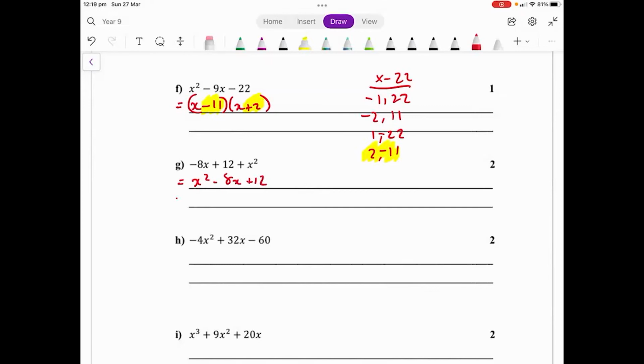That becomes x squared minus 8x plus 12. Now I can factorize it. Two numbers that multiply to give 12, but add to give minus 8. That's x minus 6, x minus 2.